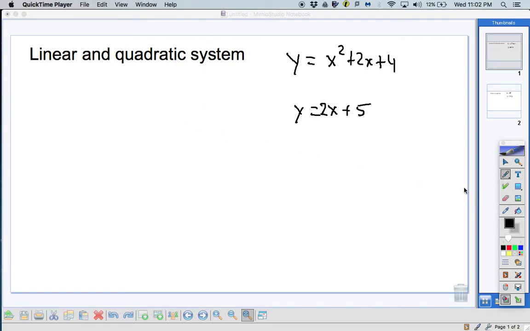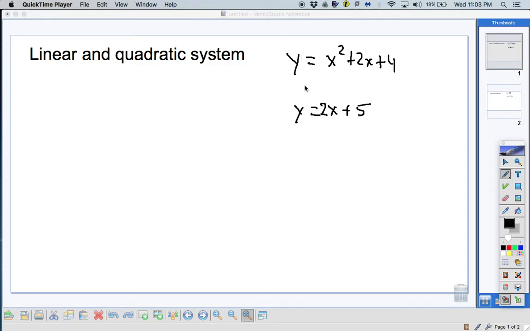Okay, today we're going to talk about solving a system with a linear and a quadratic. It's very similar to solving a system with just linear, and namely you're going to either use the elimination method or you're going to use the substitution method. The top one's written in standard quadratic form, y equals ax squared plus bx plus c, and the bottom one's written in slope-intercept form, y equals mx plus b.